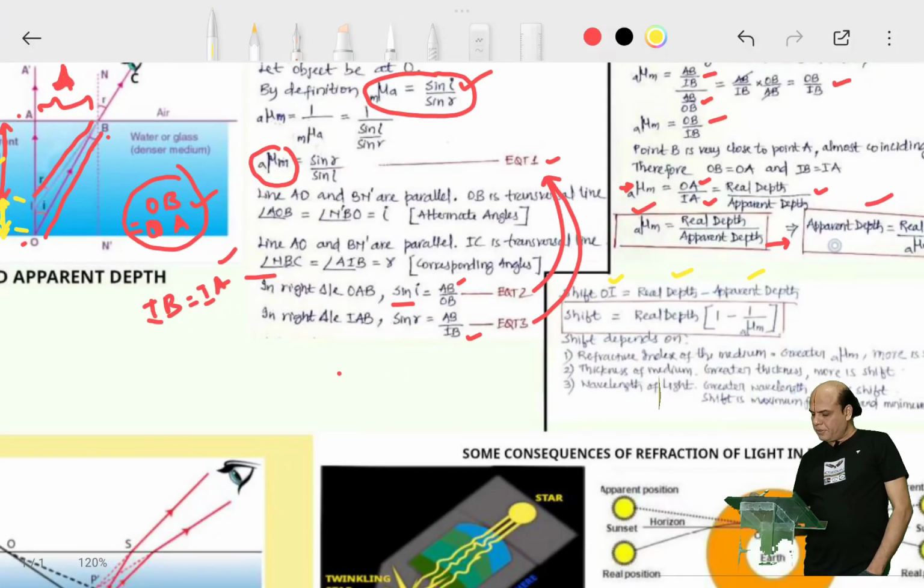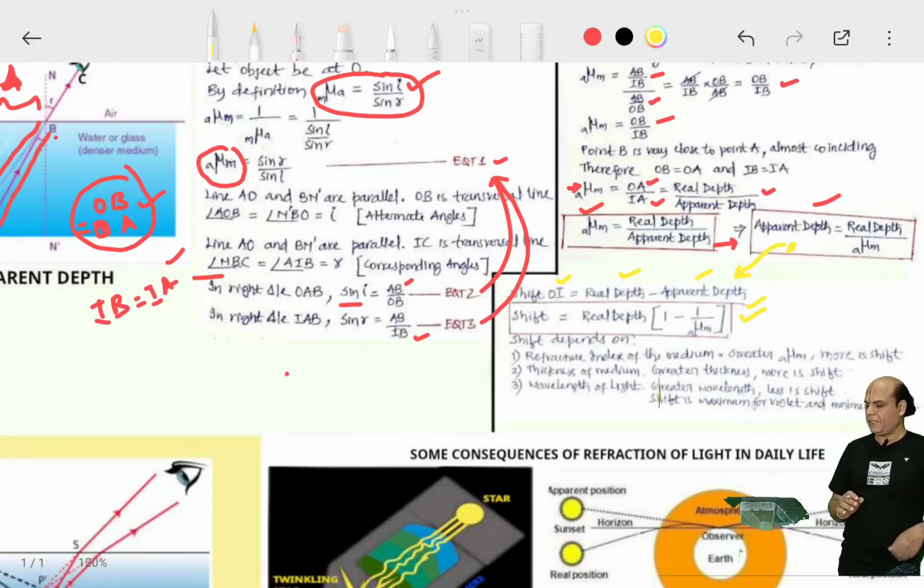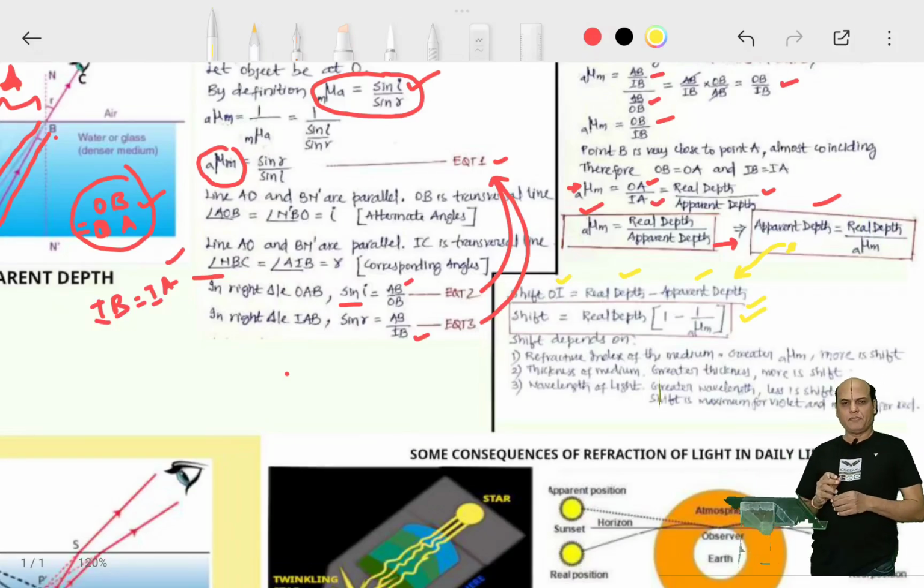If you substitute apparent depth in this equation, we can rewrite it as shift is equal to real depth into 1 minus 1 by the refractive index of the denser medium, when I take real depth common. So we arrive at this expression. We need to remember this. So shift is real depth into 1 minus 1 by the refractive index of the denser medium with respect to air.